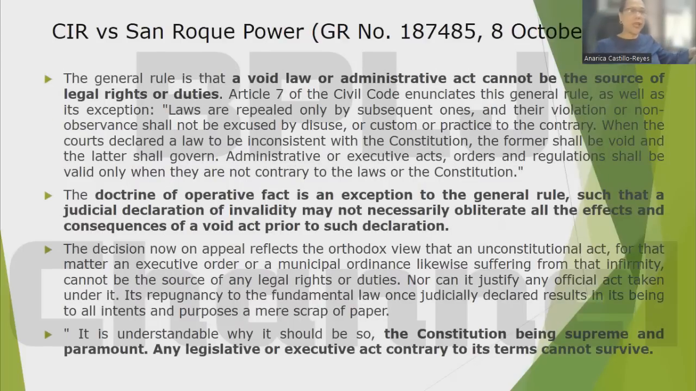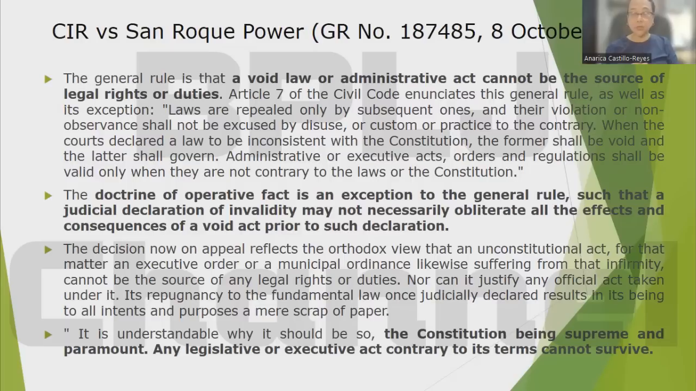CIR versus San Roque Tower speaks of the doctrine of operative facts. Although a certain law is declared void because it is repugnant to the Constitution, or the law which it is supposed to implement, it can produce certain effects under the doctrine of operative facts. The general rule is that a void law or administrative act cannot be the source of legal rights or duties. However, the doctrine of operative facts is an exception to the general rule, such that a judicial declaration of invalidity may not necessarily obliterate all the effects and consequences of a void act prior to such declaration.